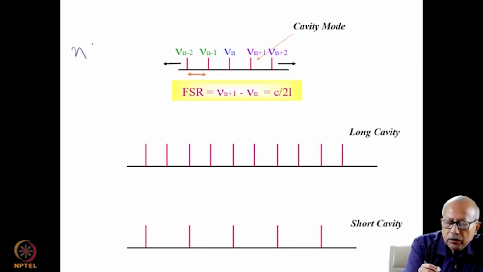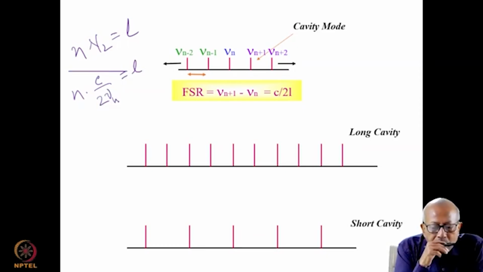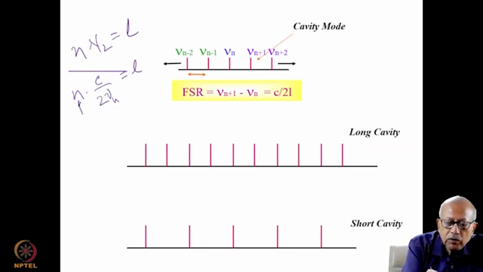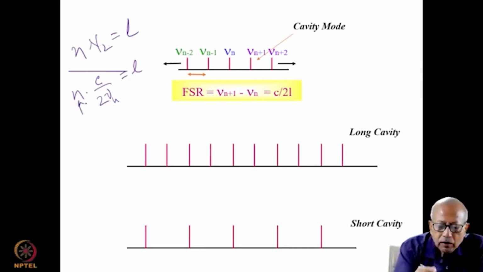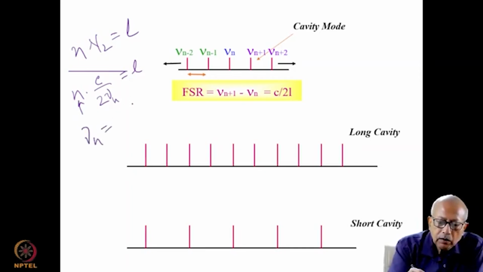This resonance equation that we just wrote, n into lambda by 2 equal to L, in terms of frequency, can be represented as n into c by 2 nu equal to L. Nu we can actually call nu n, that is the frequency corresponding to the integer value n. So nu n will be equal to nc by 2L.